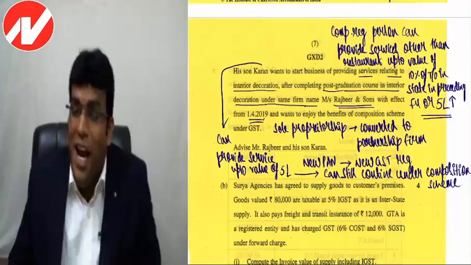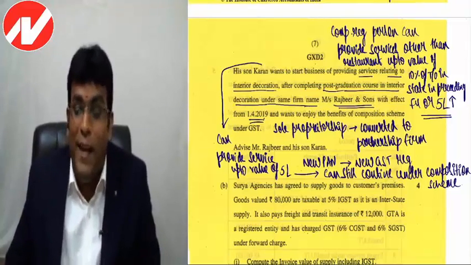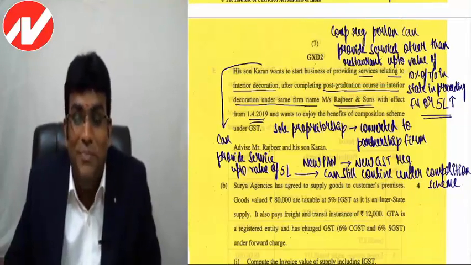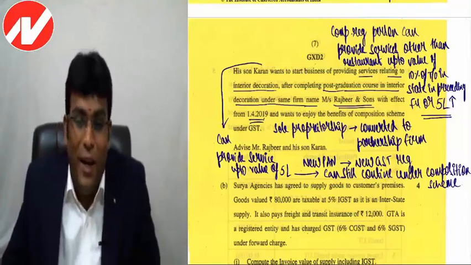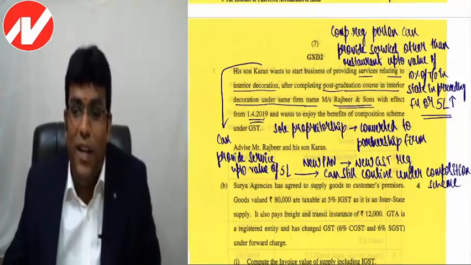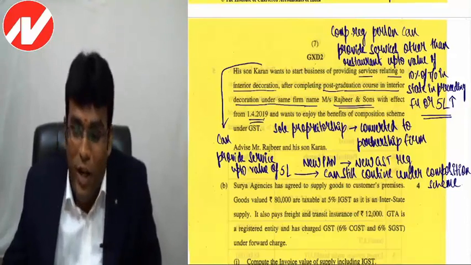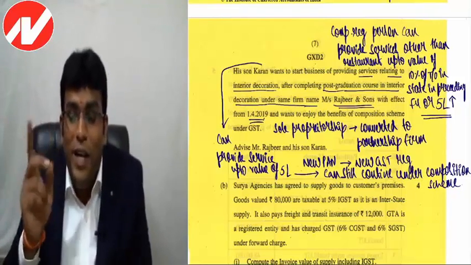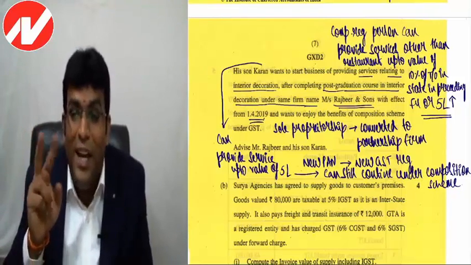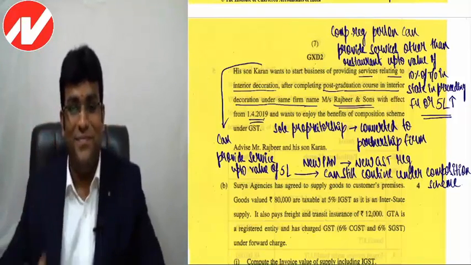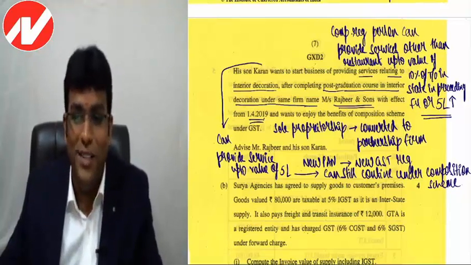whichever is higher. This small benefit they gave because generally service providers cannot take composition scheme. Generally, any person who is a supplier of service cannot take composition scheme. That is the reason why this special benefit they gave in the law, telling that even though you are in composition scheme, still you can provide some other service up to a value of 10% of turnover in state in the preceding financial year or 5 lakh rupees, whichever is higher. Very, very interesting point. Done.